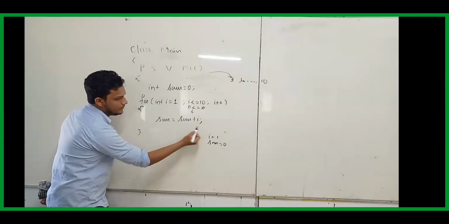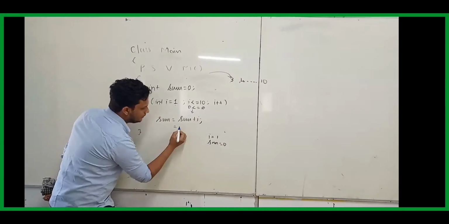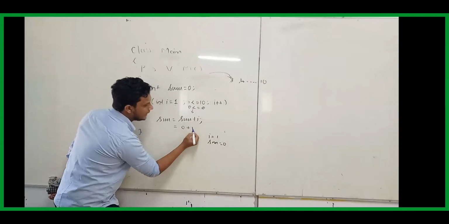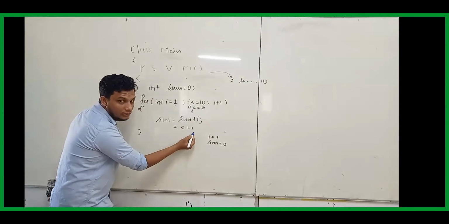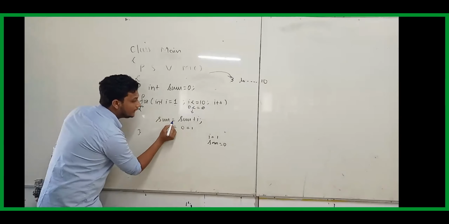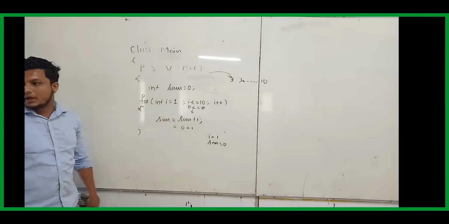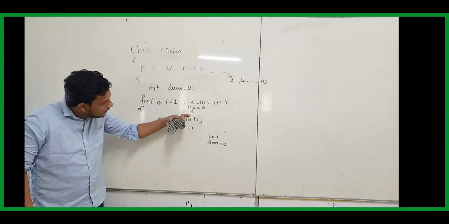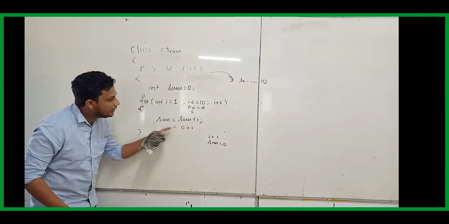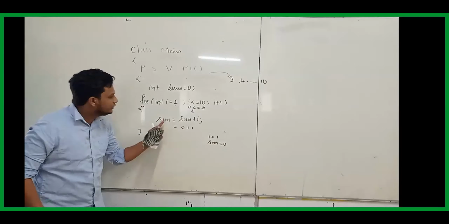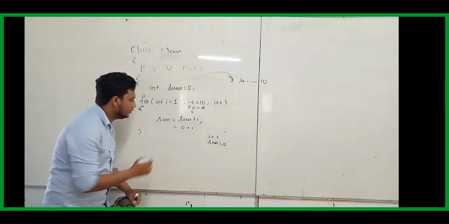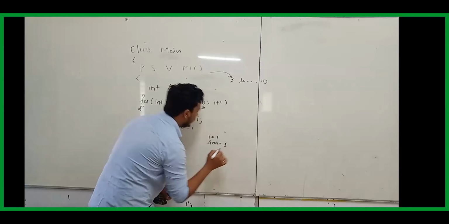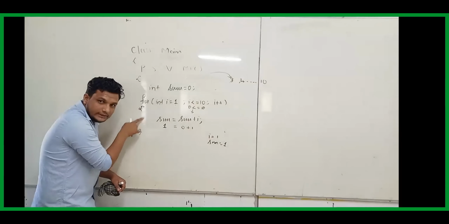Now I'm telling sum is equal to 0 plus what is the I value here? 1. So 0 plus 1 is equal to 1. Now what kind of operator is this one? Assignment operator. What does assignment operator do? Put the RHS value to the LHS. So what is the LHS now? Initially 0, right? So 0 will be overridden by this value. So sum will become 1 now.